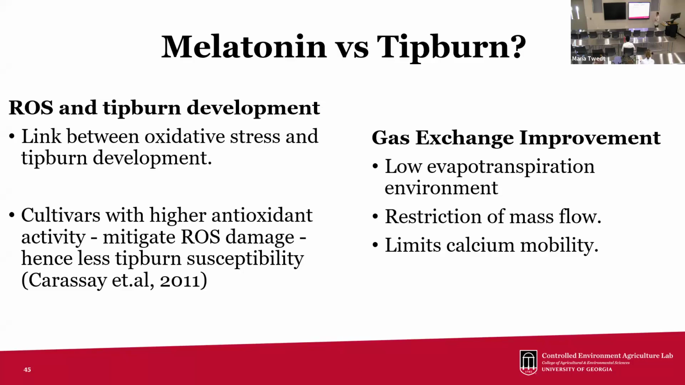Now, we were saying that melatonin is also helping with the gas exchange parameters. Basically, if we improve the transpiration or the mass flow of that particular plant under stress, we fight against that low evapotranspiration environment that is restricting the mass flow, and it's provoking that limit in calcium mobility.